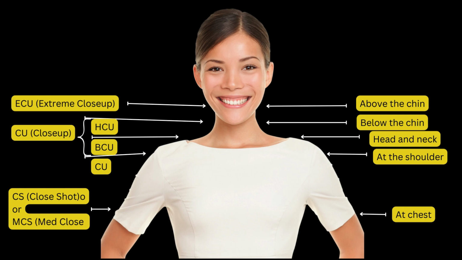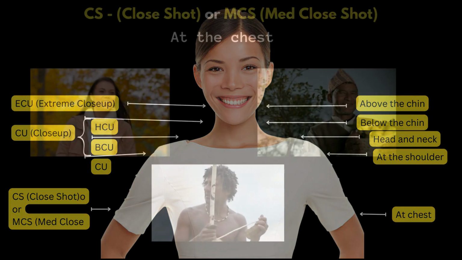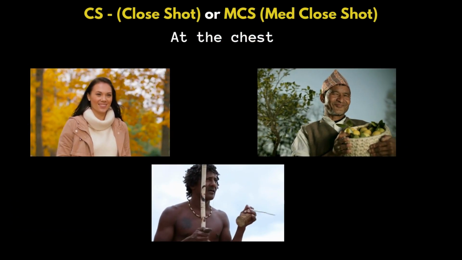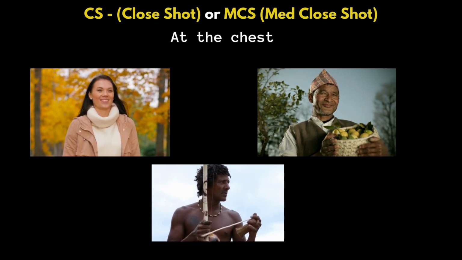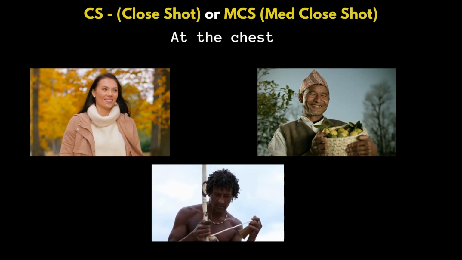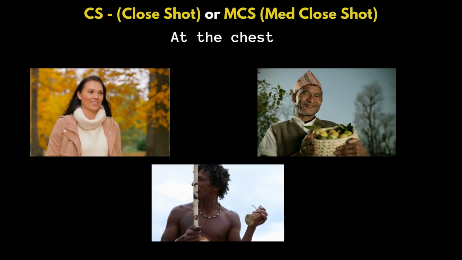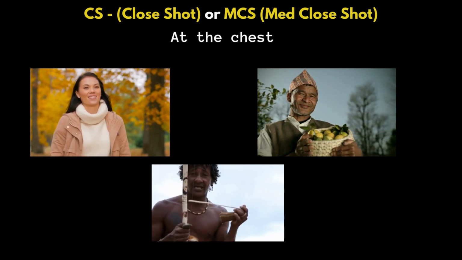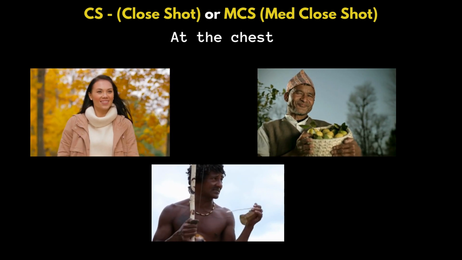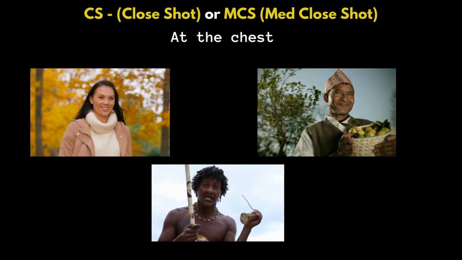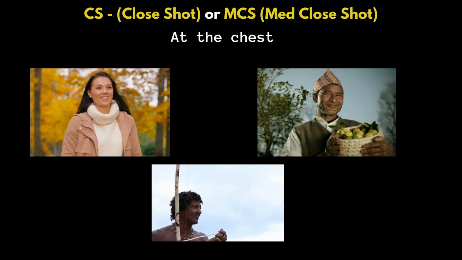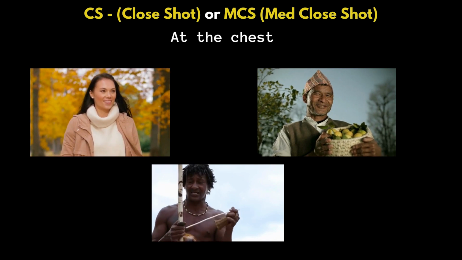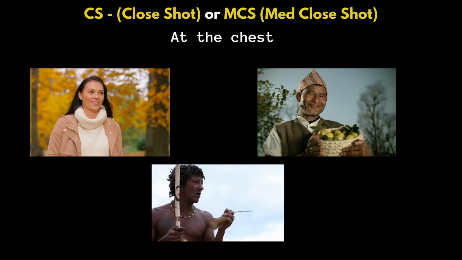Now let's go on to the next sizes. The next size would be a close shot or a medium close shot. Now, this one cuts the person in the chest area. Now, you may hear the term two T's when referring to this shot sometimes on set. And I'm not going to go into detail as to why it's called two T's. I'm just going to let you use your imagination.